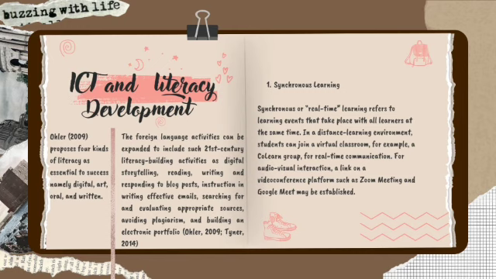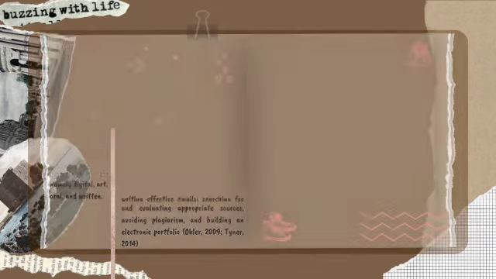The first is synchronous learning. Synchronous or real-time learning refers to learning events that take place with all learners at the same time. In a distance learning environment, students can join a virtual classroom, for example, a group for real-time communication. For audiovisual interaction, a link on a video conference platform such as Zoom Meeting and Google Meet may be established.